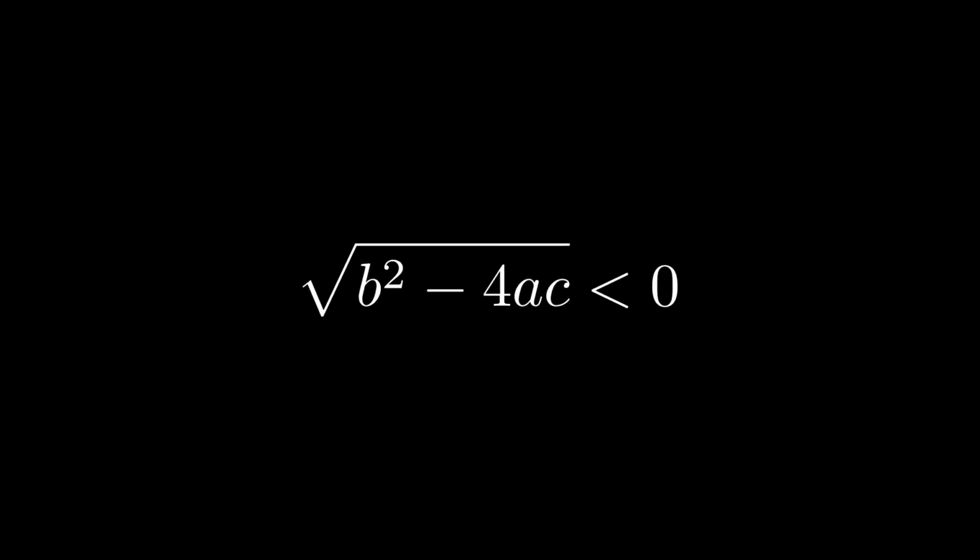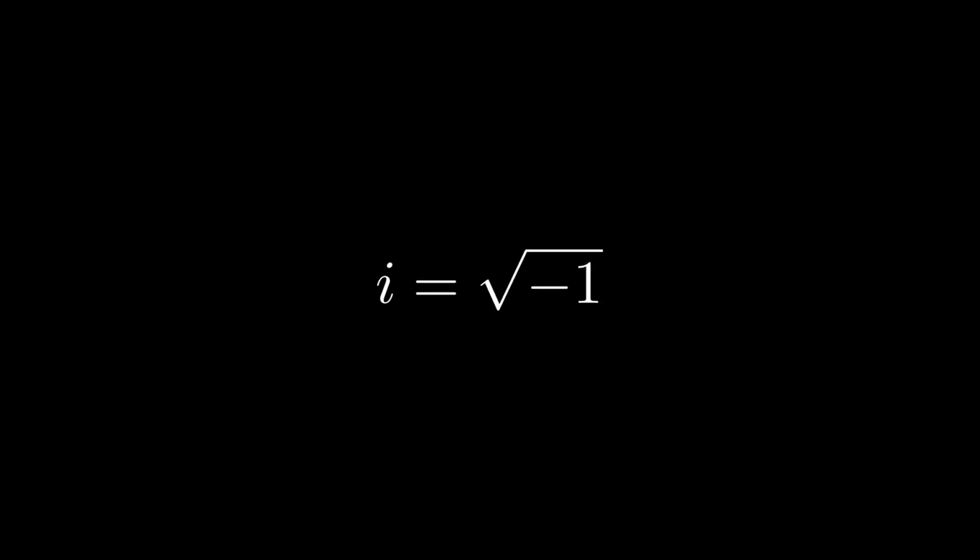What happens when the part under the square root is negative? This is where we use imaginary numbers. Specifically, i is equal to the square root of negative 1.